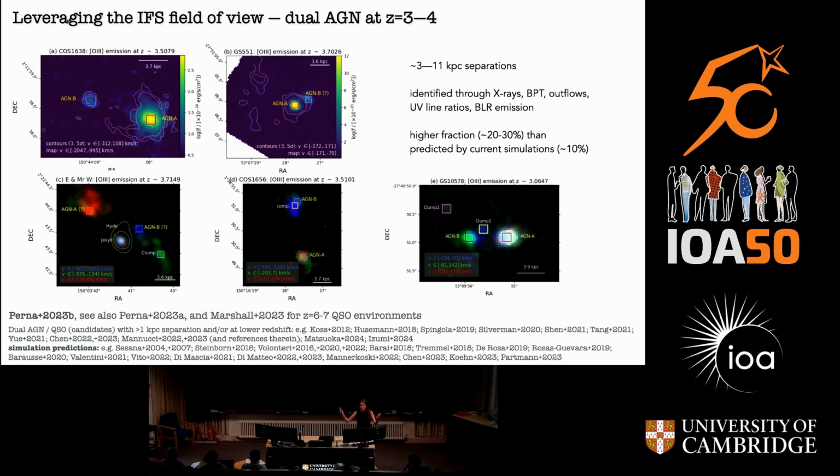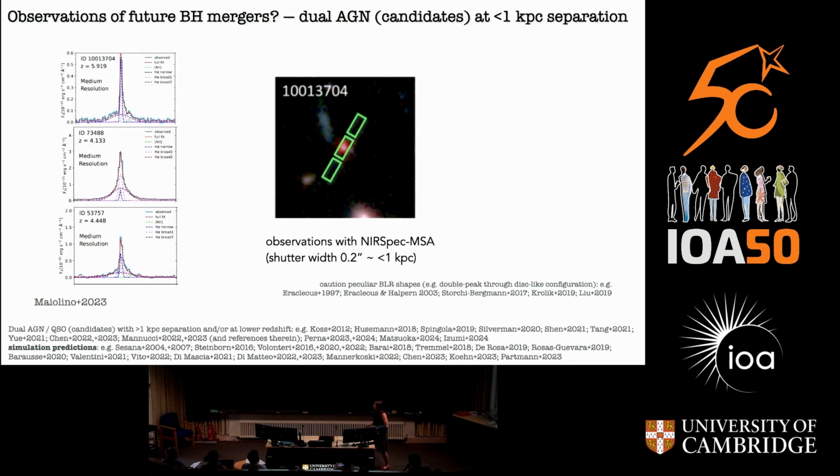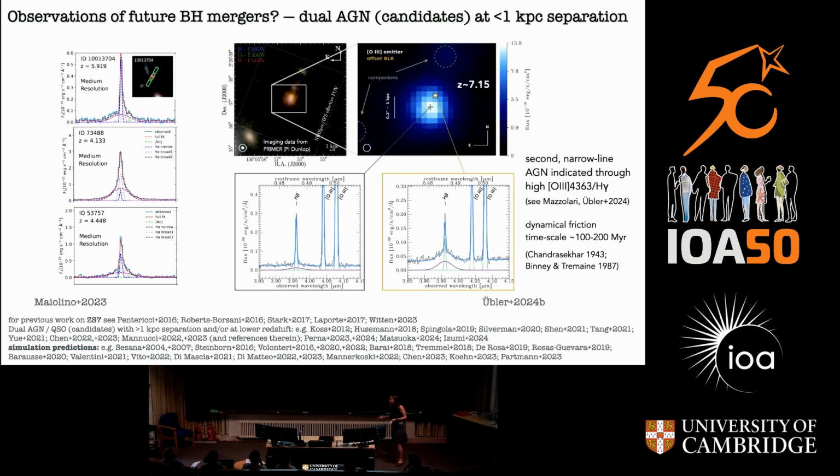So this is at somewhat larger separations, as you can see in these example images. Now going to smaller scales, here showing some data from the JADE survey, work by Roberto, we saw that there are some broadline regions that have somewhat peculiar shapes. And this can be interpreted as actually having 2 black holes close to each other within this slit. So here you see the MSA slit. And of course, without having this additional spatial information of the integral field spectrograph, there are a number of uncertainties related to these measurements.